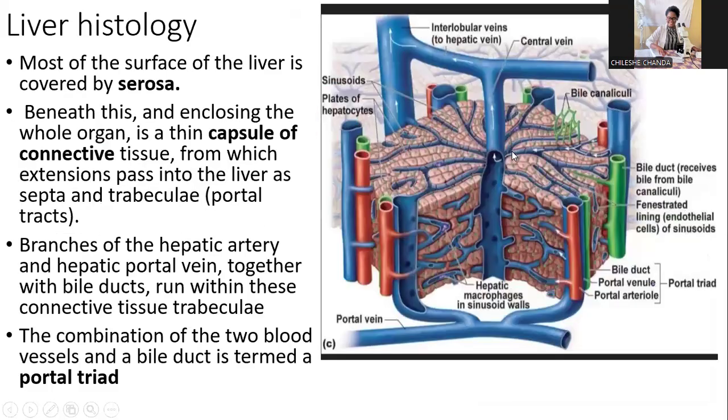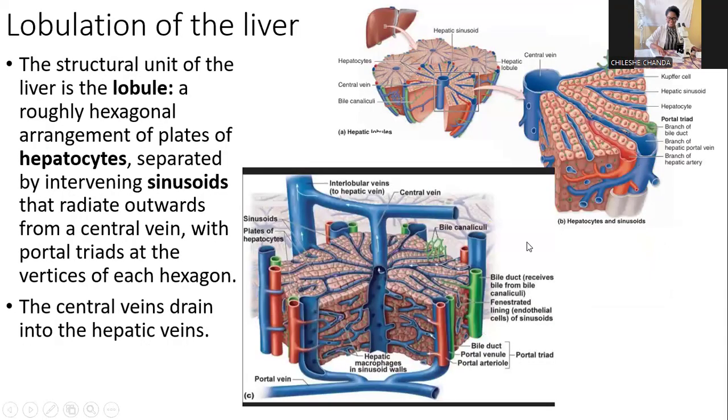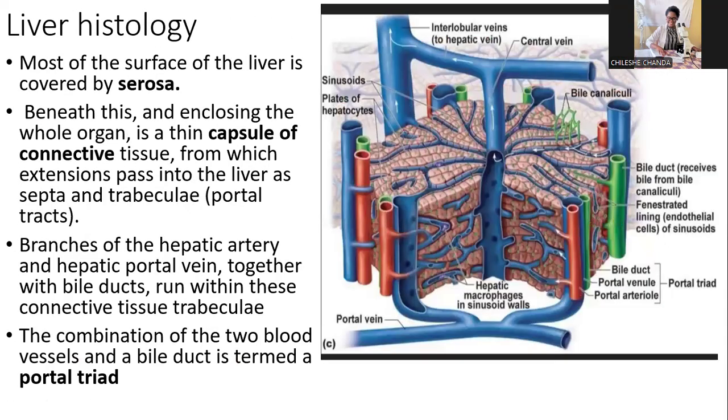Now, what happens in the liver once blood goes through the portal vein? That brings us to the histology of the liver. Most of the surface of the liver is covered by serosa. Remember, we said most organs are covered by a membrane, which is either serosa or adventitia, and therefore the liver is covered by serosa. Beneath the serosa, which encloses the whole organ, there is a thin capsule made up of connective tissue.